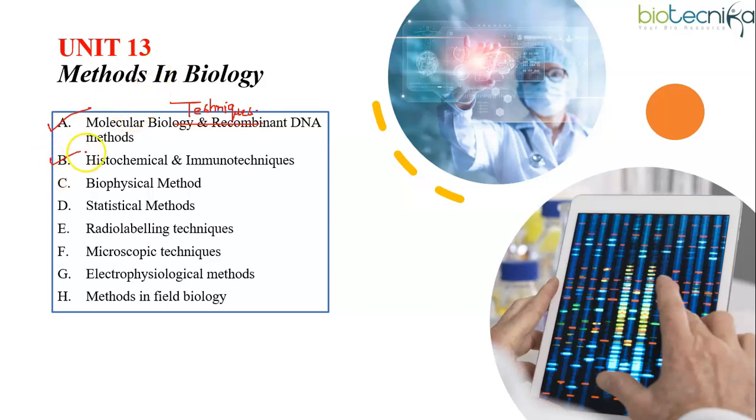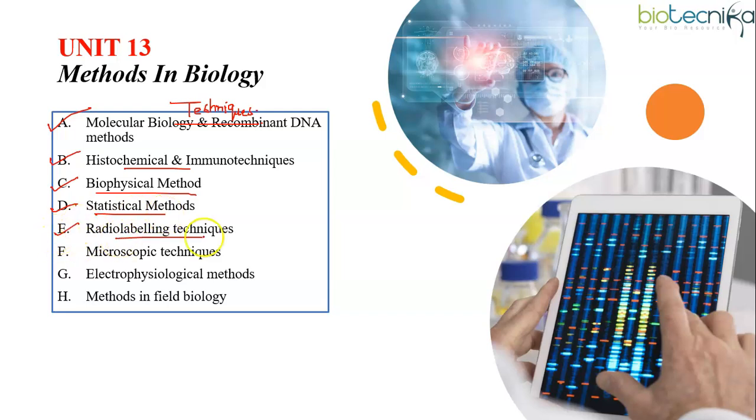Then subunit B, you study about histochemical and immunotechniques like radioimmunoassay, enzyme-linked immunosorbent assay. You study about flow cytometry, Western blotting, immunoprecipitation, immunohistochemistry, in situ hybridization techniques like FISH, GISH, and more. Then in subunit C, it's all about spectroscopy techniques. In biophysical methods, you study about different types of spectroscopy techniques like UV visible, infrared, fluorescence, circular dichroism, NMR spectroscopy, mass spectrometry. Then subunit D is all about statistics.